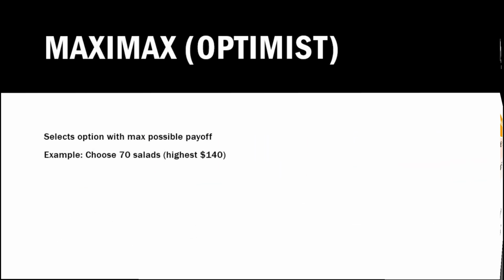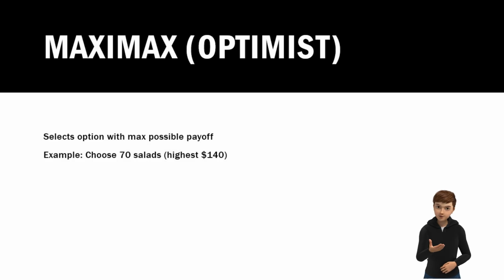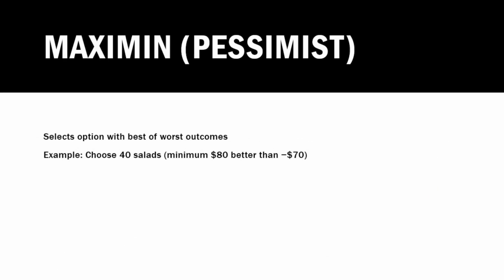The Maximax rule is for optimists. It means choosing the option with the maximum possible payoff. In our salad example, that would mean producing 70 salads because the highest possible profit is $140. The Maximin rule is for pessimists. It looks at the worst-case outcomes and chooses the option with the best of those. Here, making 40 salads gives the best minimum payoff of $80 compared to a loss of $70.